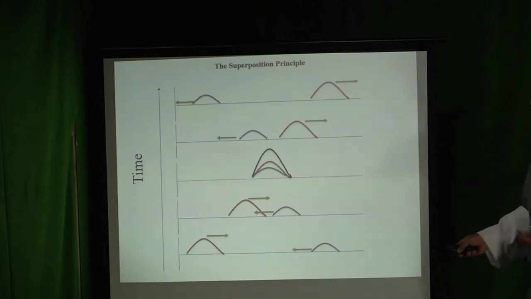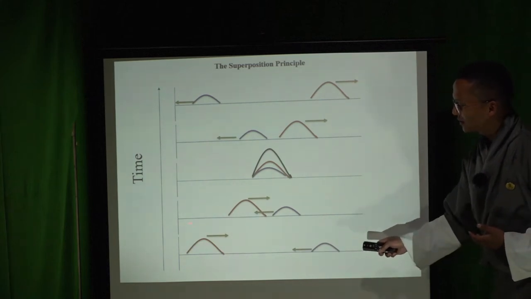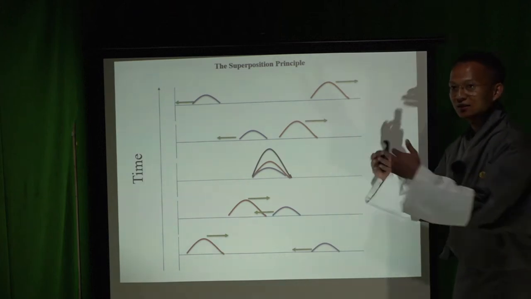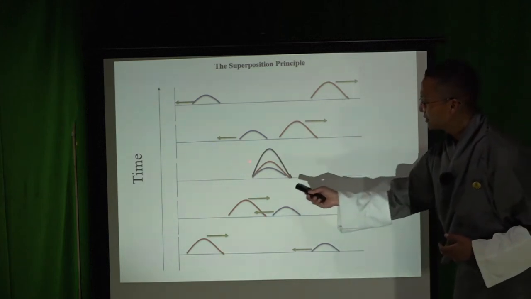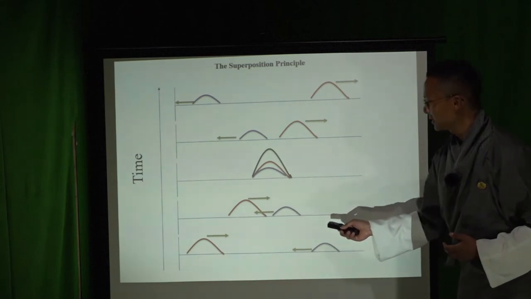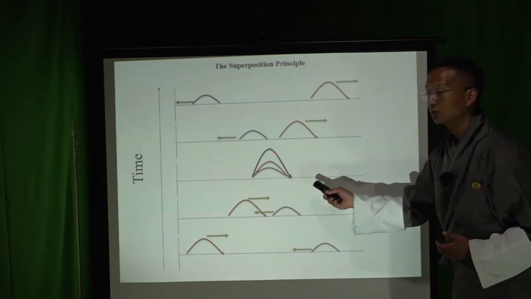So you can observe here, at this end, two waves are traveling in opposite direction. You can see as we go up, as time increases, these two waves are coming together in opposite direction. And at this point, you can see these two waves, the red wave and blue wave, overlapped, and the resulting wave is this black one.